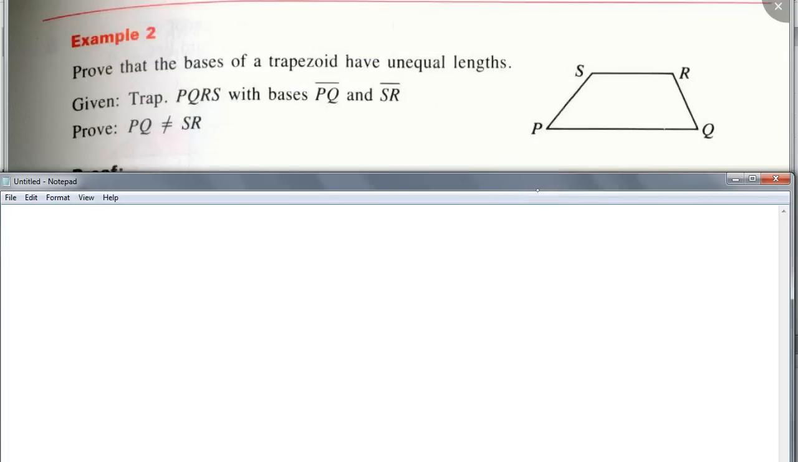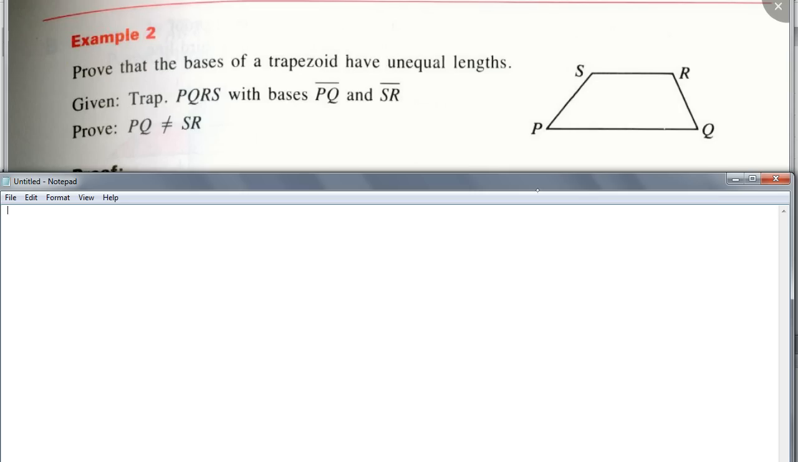Look at this here, example 2. It says, prove that the bases of a trapezoid do not have equal length. You have a trapezoid PQRS with bases PQ and SR. They want you to prove that PQ does not equal SR. So it's not like just writing a contrapositive, is it? It's actually working, right? After you assume temporarily that the conclusion is false, you have to reason logically so that you could show that it contradicts the known fact, which is the hypothesis. That's the work that you got to put in.